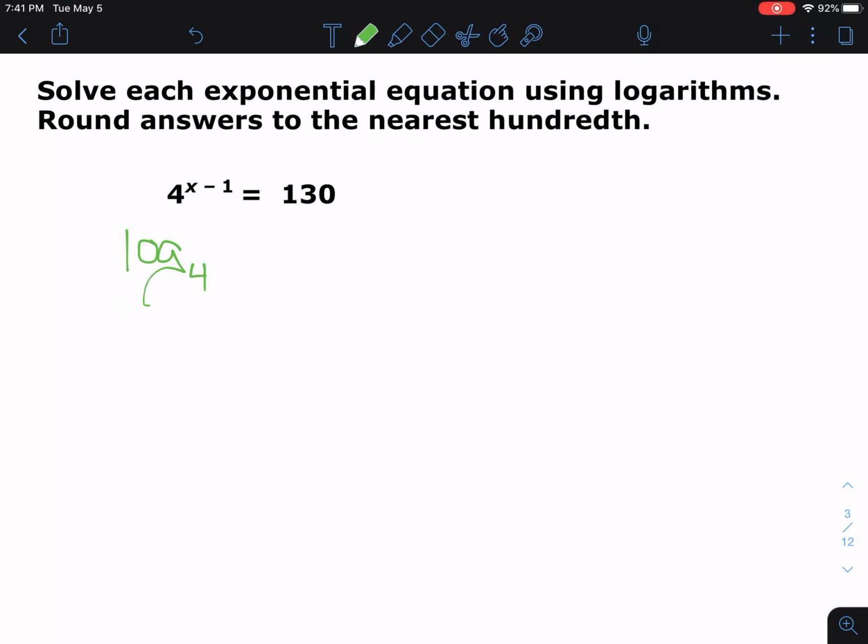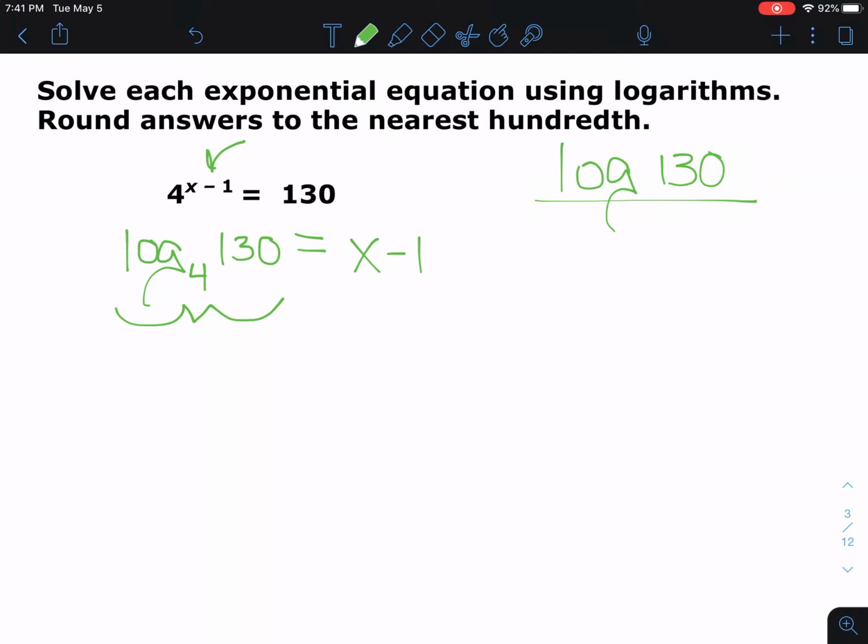Remember, logarithms are exponents. We're trying to figure out what that exponent is. So that's why we want to use a logarithm. So I'm going to say log base 4 of 130 equals x minus 1. And you've had a lot of practice converting by now, so hopefully that makes sense. At this point, we want to know, what does this right here equal? In one of your previous assignments, you used the change of base formula to figure that out. So we're going to figure out what is log of 130 divided by log 4. That'll give us our answer for that.